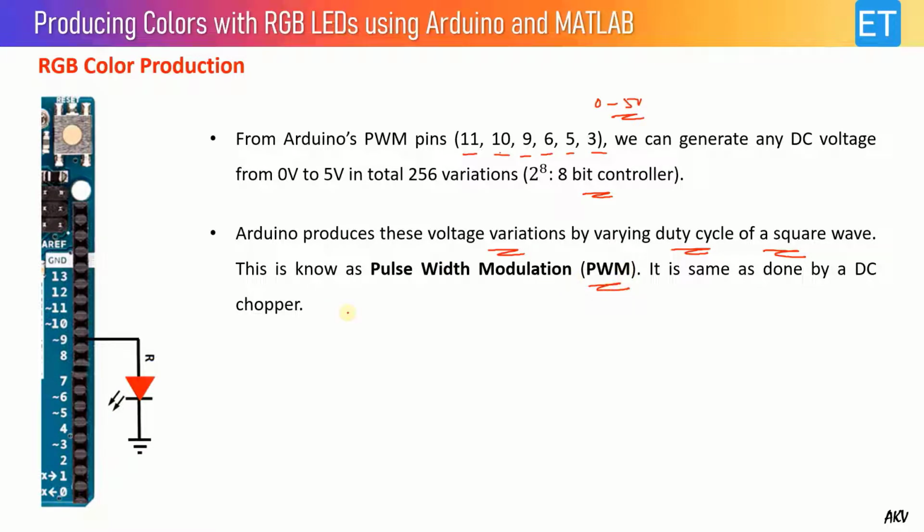This fundamental is similar to the DC chopper, if you are aware of the DC chopper, which produces a variable DC output from a fixed DC input. So in case of a DC chopper, if your input voltage is, let's say, Vi, which is the fixed DC, then output voltage V0 will be the duty cycle multiplied by the input voltage. And here the duty cycle can vary from 0 to 100%. So you can create any voltage in the range 0 to 5 volt with this expression.